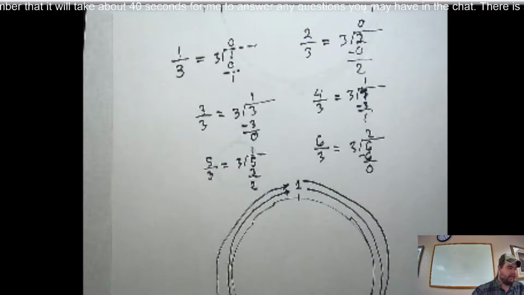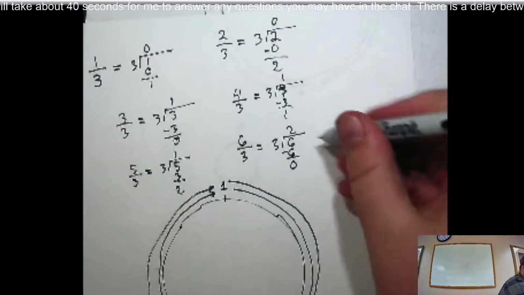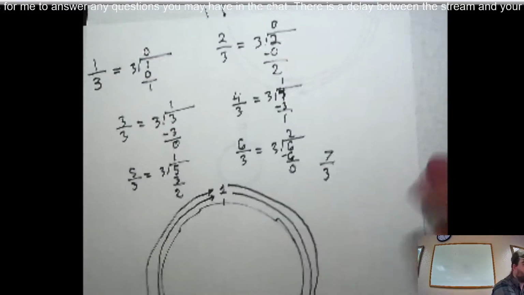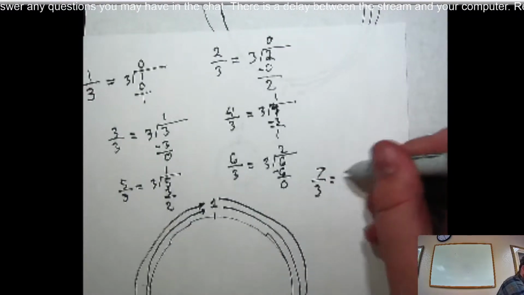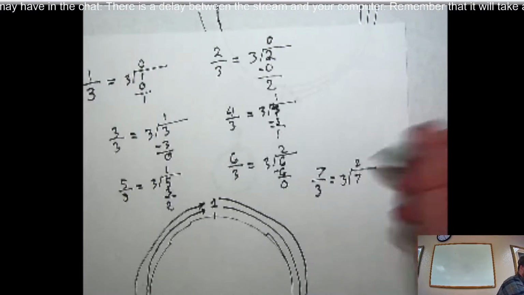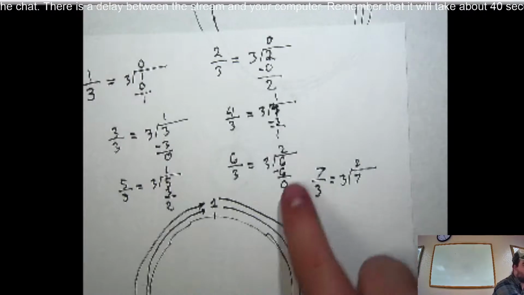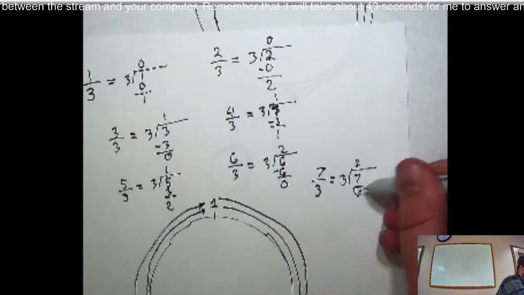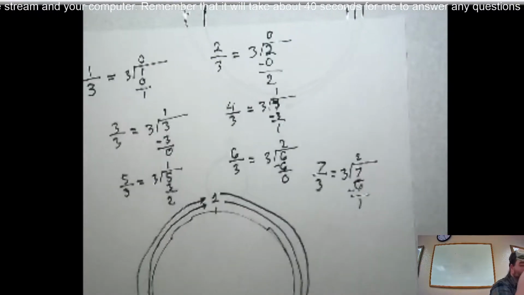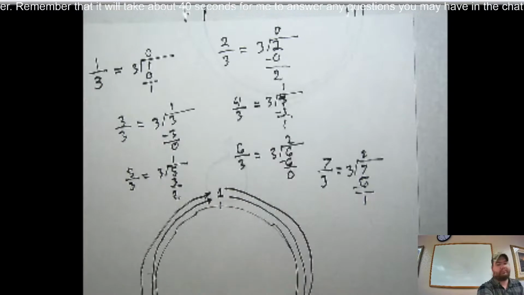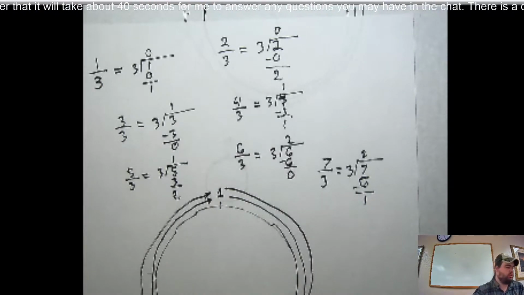So for instance, like if I did 7 over 3, just keep on going with this pattern. I know that this will be 2. We've done 2 rotations, we have 2 3s. And then the remainder, the remainder 1 tells us that I have a 3rd left over. Okay?